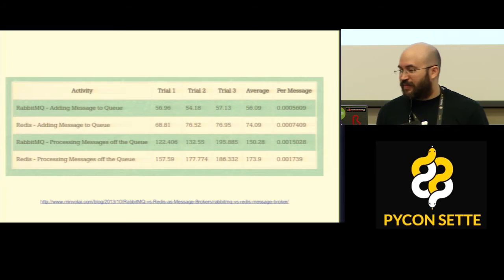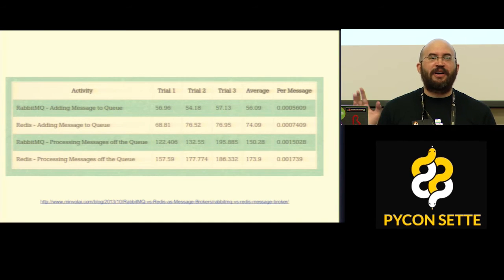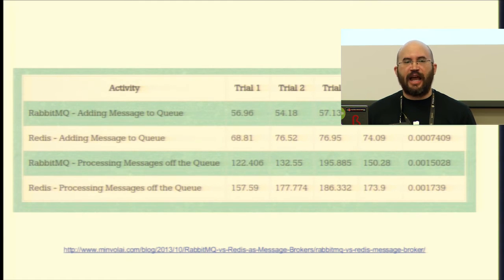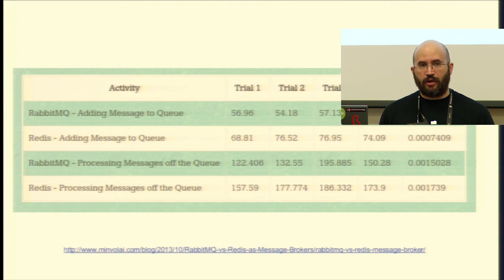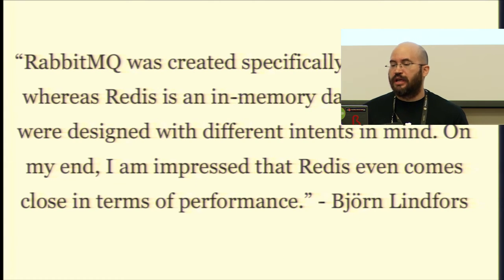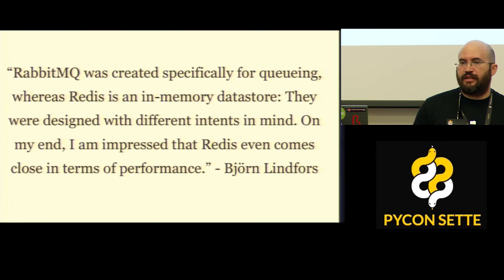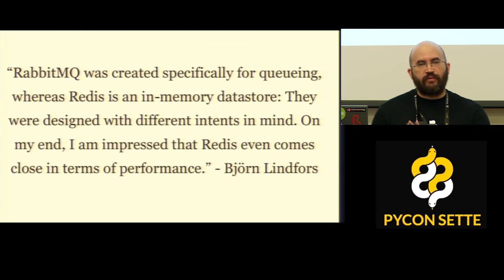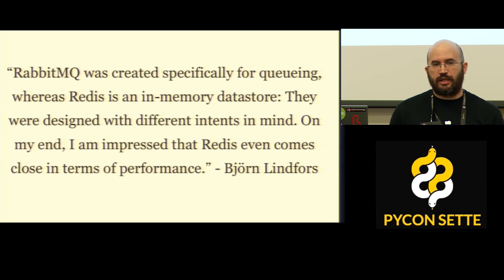So this guy did the benchmark to end all benchmarks, and he actually benchmarked Redis against Rabbit. Redis is memory-based, Rabbit is disk-based. And what he found is that Rabbit consistently outperforms Redis when it comes to message queuing. Why? Because Rabbit was actually designed for this. In his own words, he's even impressed that Redis even came close in terms of performance, because this is very far from what Redis was designed to do.